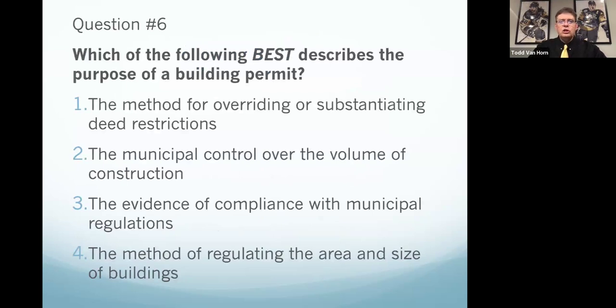Question number 6. Which of the following best describes the purpose of a building permit? Is it number 1, the method for overriding or substantiating deed restrictions? Is it number 2, the municipal control over the volume of construction? Is it number 3, the evidence of compliance with municipal regulations? Or is it number 4, the method of regulating the area and size of the buildings? Again, we're looking for the best description of the purpose of a building permit.